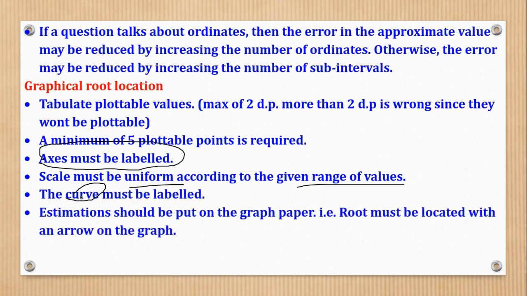From the curve, we look at the estimations. Estimation should be put on the graph paper. Now, why do we say so? It is because some students, after drawing, for example, you have drawn this and this, you have got this intersection, you take your dotted line down here. We expect you to write here the word root approximately equal to, then you write the value on the graph paper, so that by all means the examiner will see the root you have read.